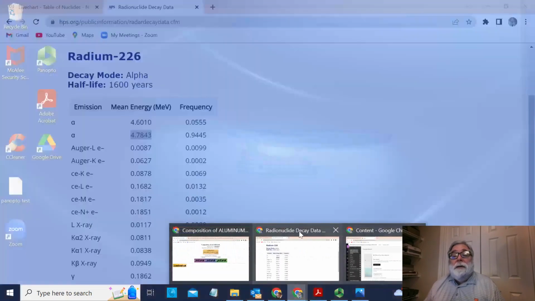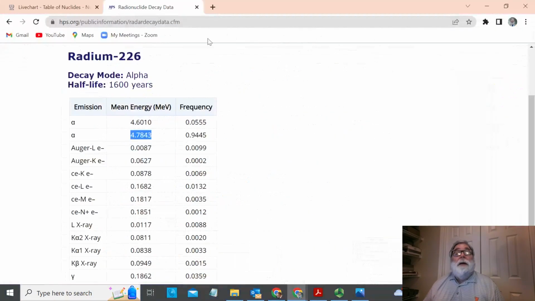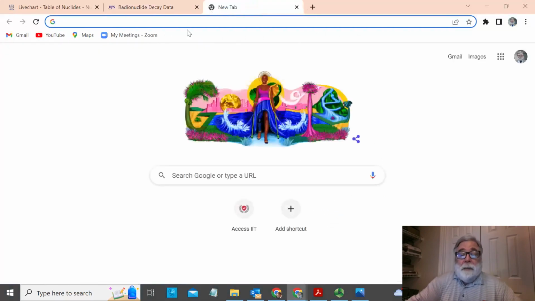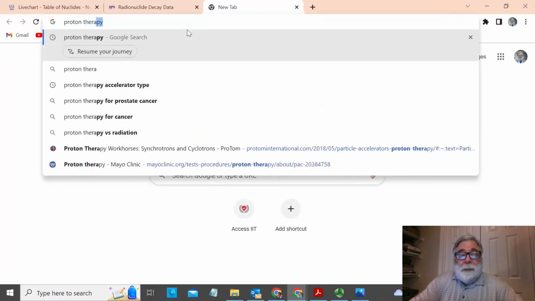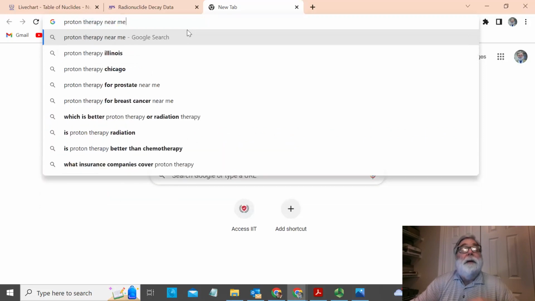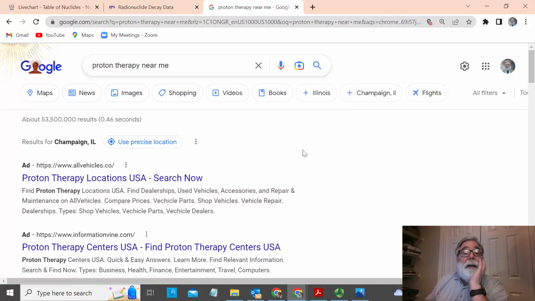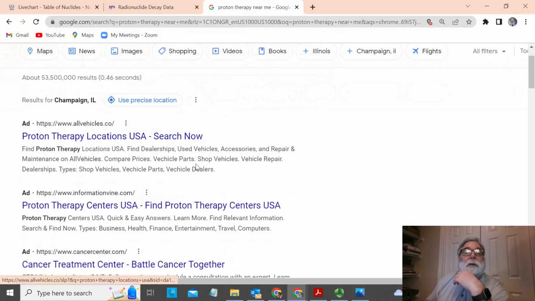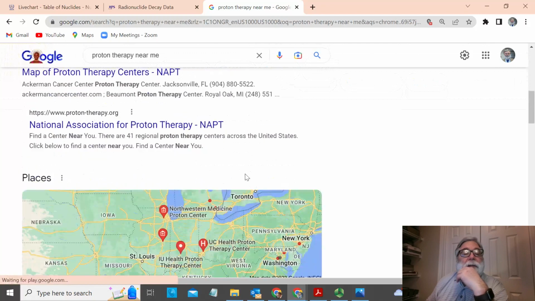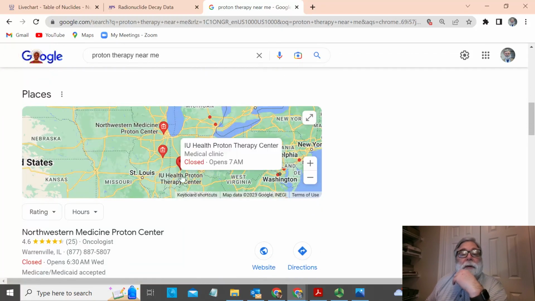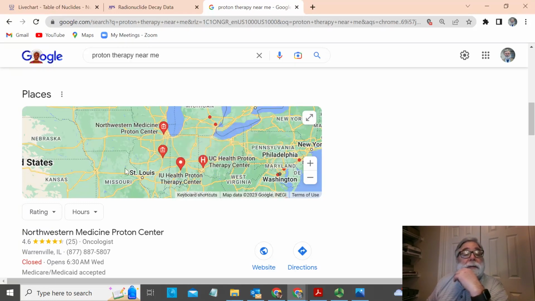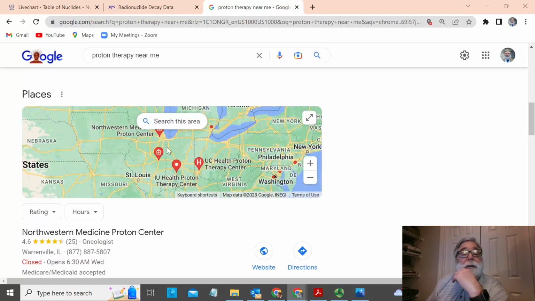Just for fun, I'm going to go back here, and I'm going to open a new one, and I'm going to search proton therapy near me. And I'll bet Chicago is the closest place. Maybe Indianapolis. I'm right now in Champaign, Illinois. So let's go to, oftentimes there's, here's a map. Yeah, there's one at Indiana University. There is Christie Clinic. Didn't know Christie Clinic had proton therapy. That's in Champaign, Illinois. Northwestern.